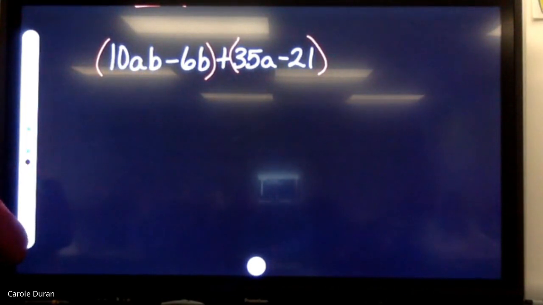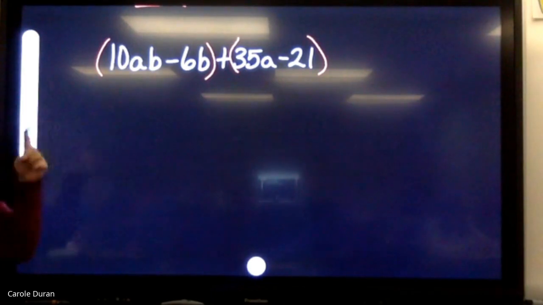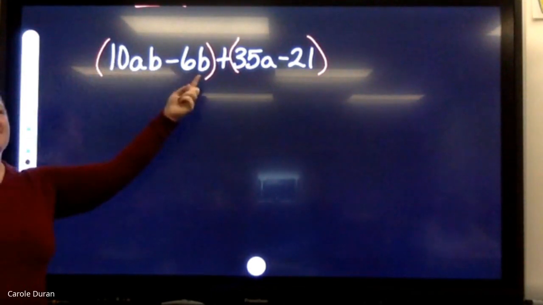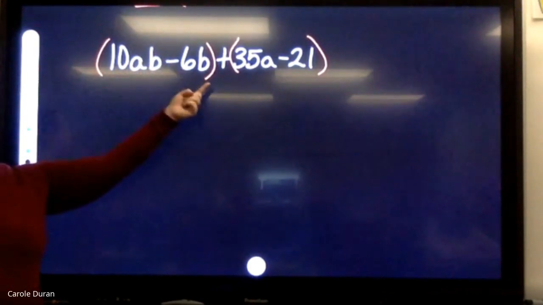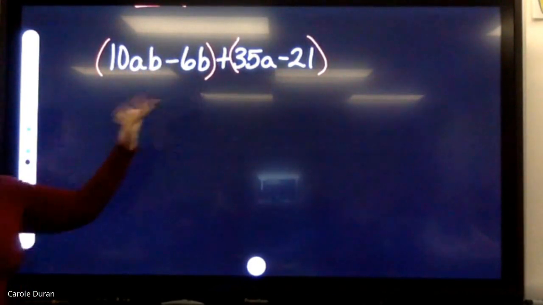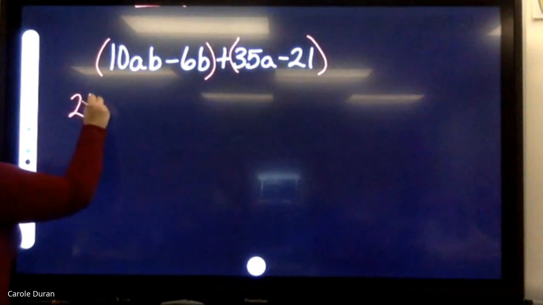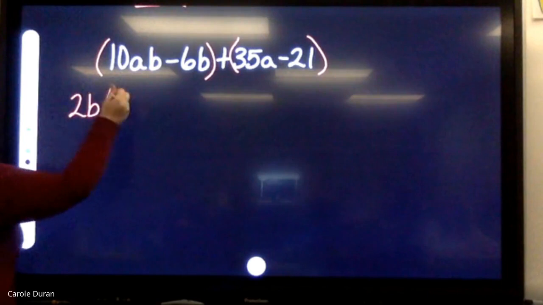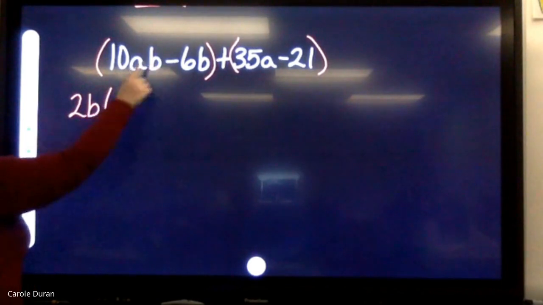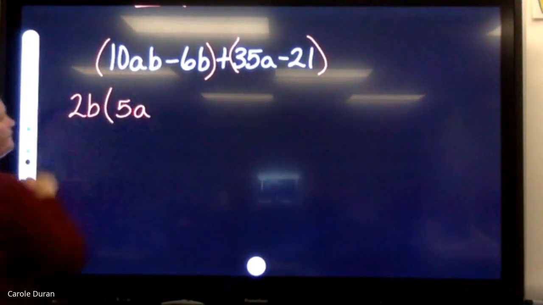Okay, let's start with the numbers. What's the biggest number I can take out of 10 and 6? 2. What's the biggest variable I can take out of AB and B? B. So I'm going to take a 2B out. When I do that, I just divide it. 10 divided by 2 is 5. AB divided by B is A.